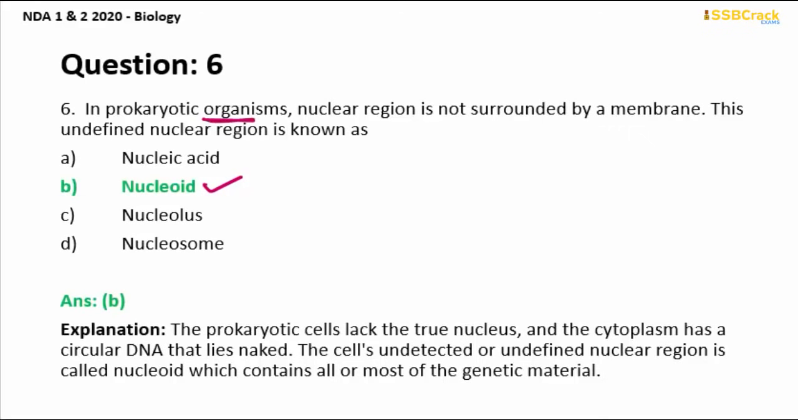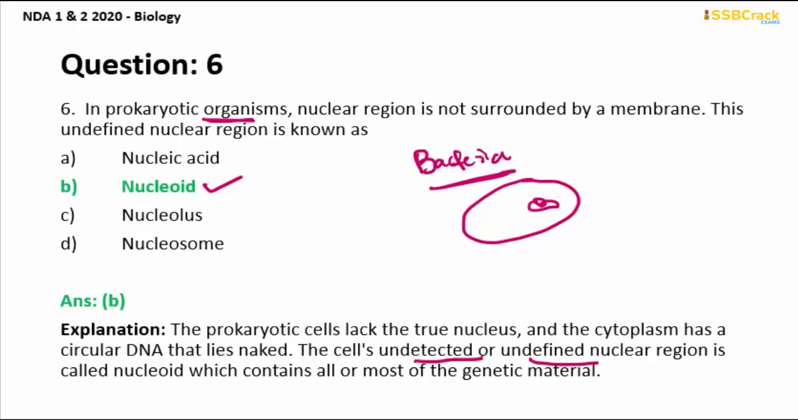If you talk about prokaryotic organisms, the first thing which should come into your mind is bacteria. Yes. So in bacteria, where is the genetic material? Yes, in the cytoplasm, it has a circular DNA that lies naked, right? The cell's undefined nuclear region is called nucleoid, and this contains the genetic material. So the question here is, the nuclear region is not surrounded by a membrane, and this undefined nuclear region is called nucleoid. I hope this was clear. Now let us move on to the next question.